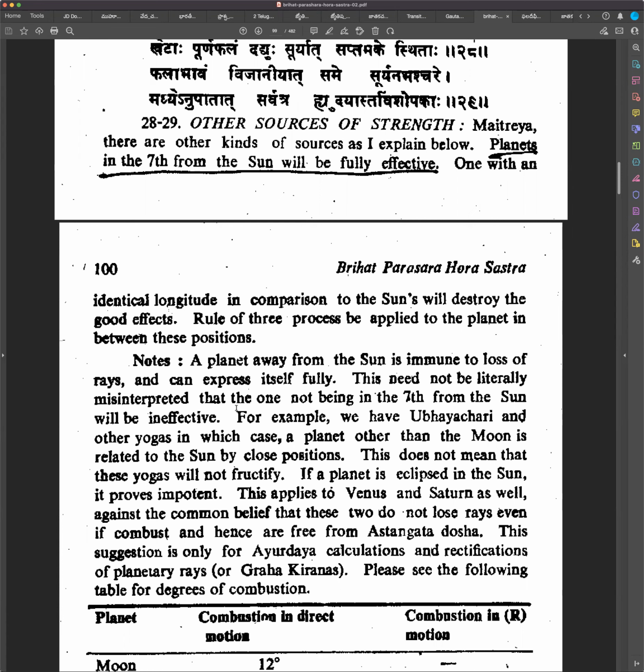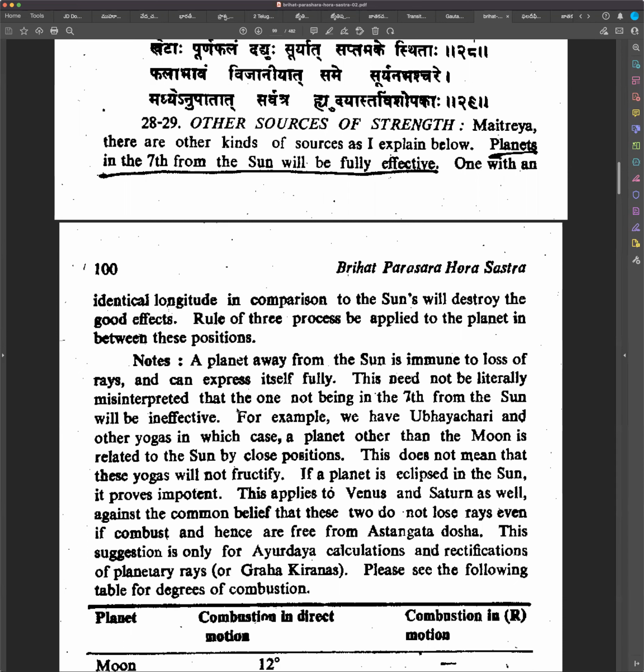We need to see clearly that the planet away from the sun is immune to loss of rays and can express itself fully. Means if the planet is away from the sun, the sun's rays will not interfere with the planet's effects. So suppose one planet is sitting opposite, 180 degrees away from the sun, that means the sun's rays are very far away. So that's why it gives its own results fully.